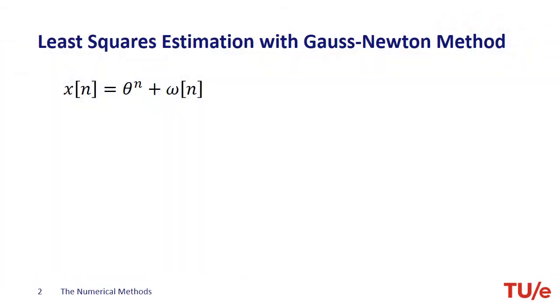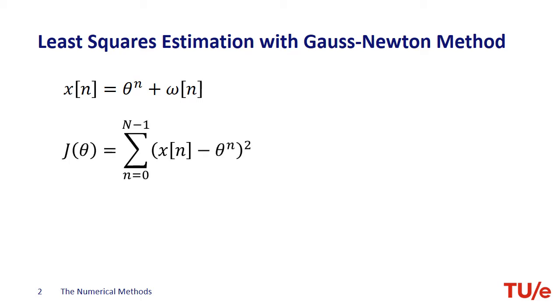Let's first look into the Gauss-Newton method, and let's start with the problem definition. We have a signal model that has an amplitude that grows exponentially with time. So, the signal model is the nth power of theta. We want to estimate this theta from the data samples xn.